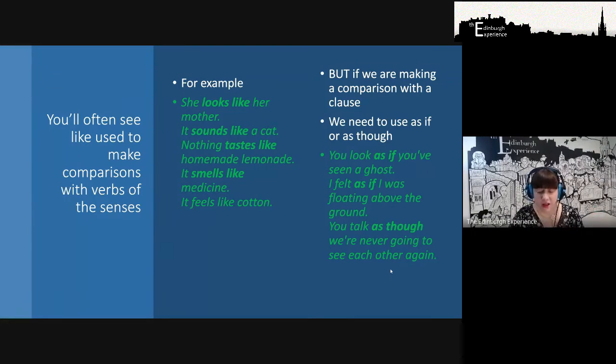Having said that, don't worry too much about that. Okay, it's not a communicative error. If you say like instead of as if or as though, everyone's going to understand you. Okay, it's not a tragedy. There's more important things to consider about when we're using as and like, but just be aware of it.